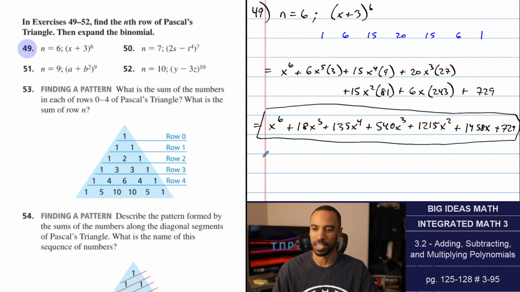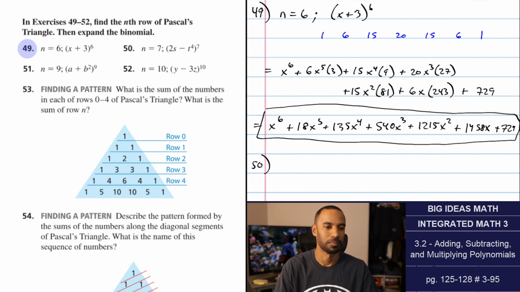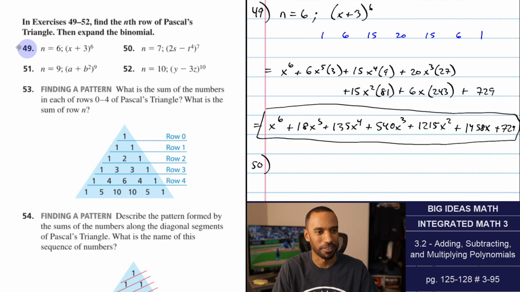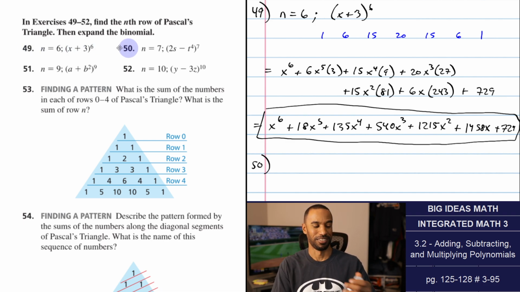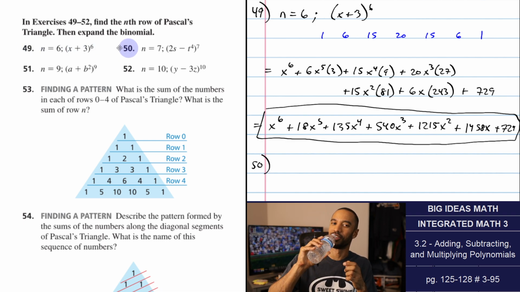Okay, number 50. I'm actually going to use the bathroom after number 52. Chug a little more water just to validate it.